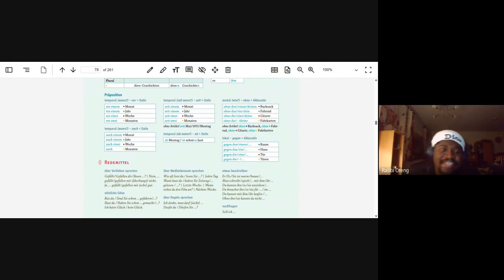Redemittel. So über Vorlieben sprechen, to talk about what pleases you. Then we learned about gefallen. The verb in unconjugated form is gefallen, but it's irregular. So ich gefalle, du gefällst, er, sie, es gefällt, and then sie gefallen. Then, like I said, it's dative.